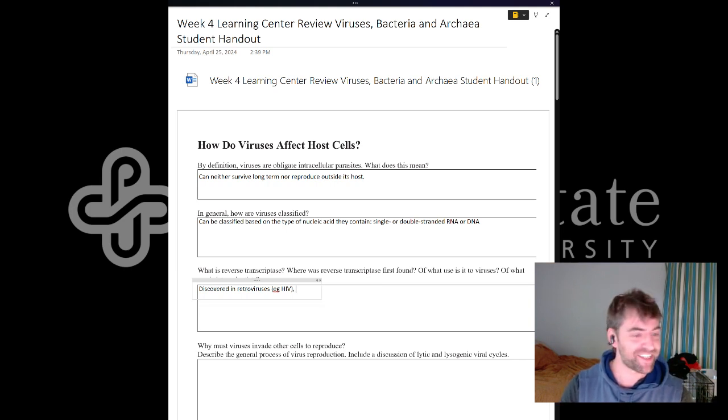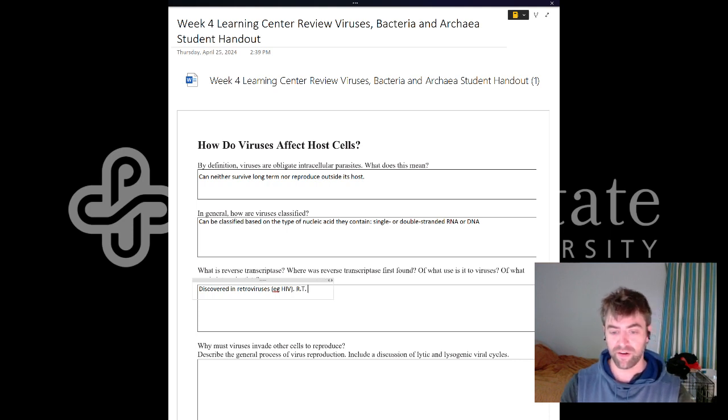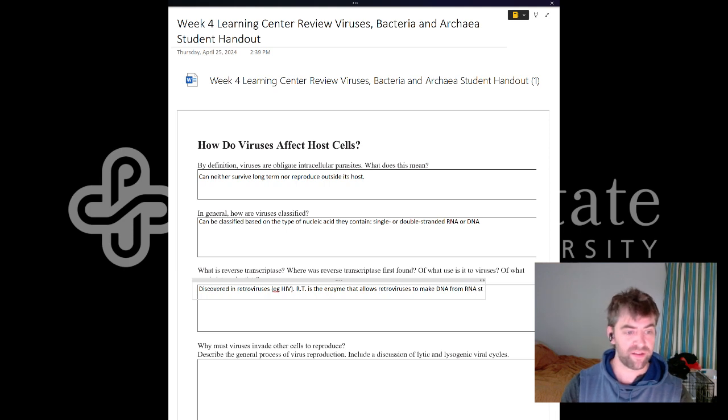That was a whole lot of talking and not enough writing. So RT, reverse transcriptase, is the enzyme that allows retroviruses to make DNA from RNA, and then add or subtract RNA from the DNA. Useful for genetic recombination.